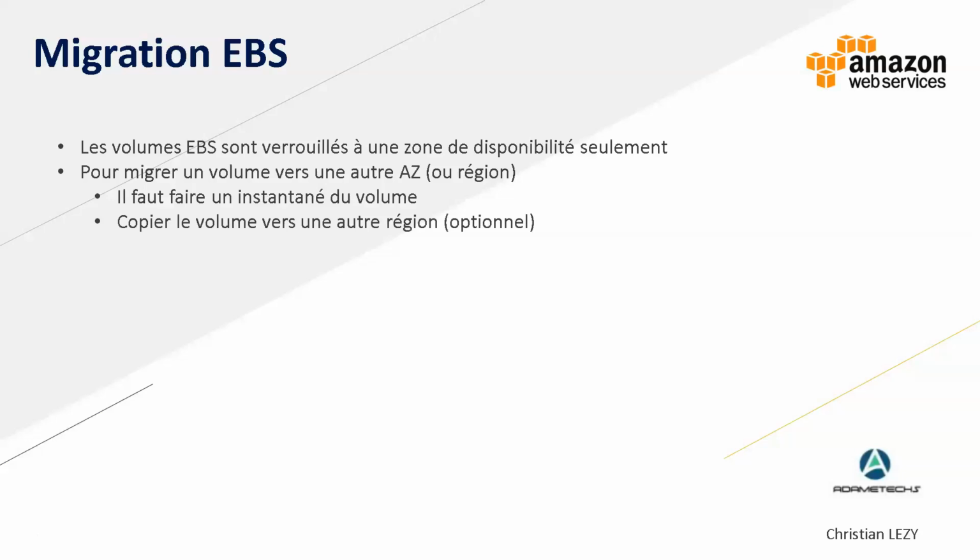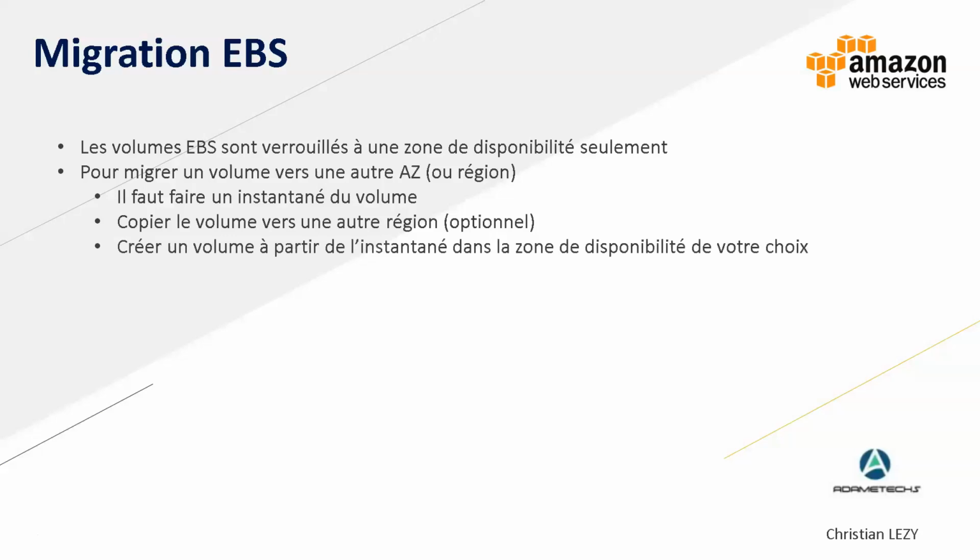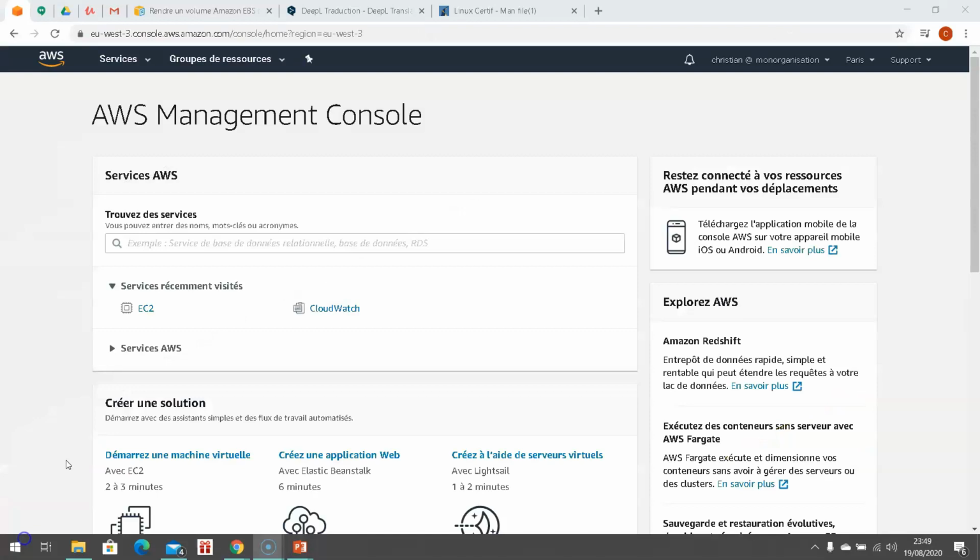Copy this volume to another region or availability zone. Create a volume from the copied snapshot in the destination area, so that you can recreate a volume from this snapshot. Let's see how this is demonstrated in the console.